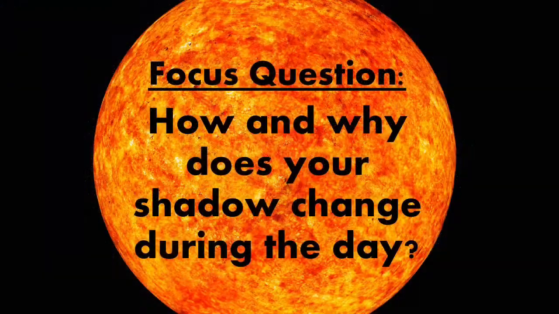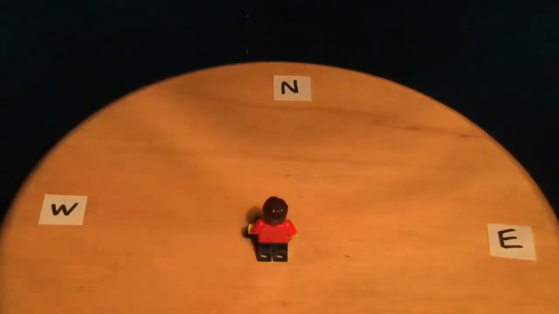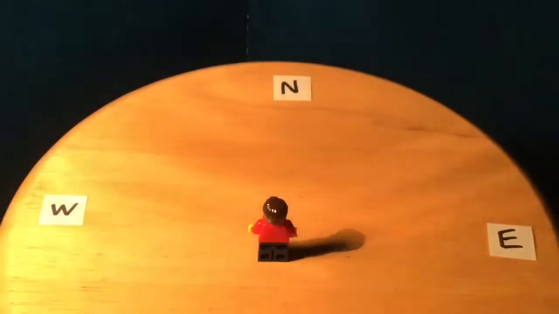So I think we've observed enough evidence to answer our focus question. How and why does your shadow change during the day? We learned that your shadow starts long, pointing west in the morning, gets short and points north at midday, and gets long and points east in the late afternoon. This is because of the sun's changing position in the sky.